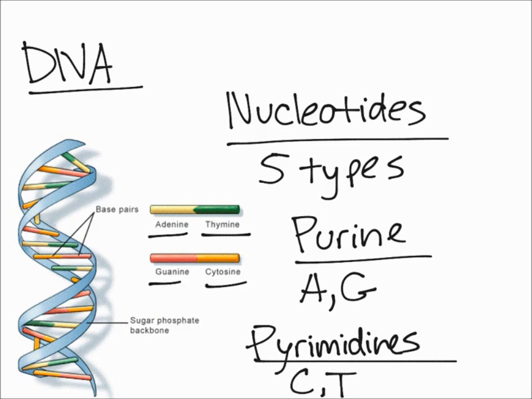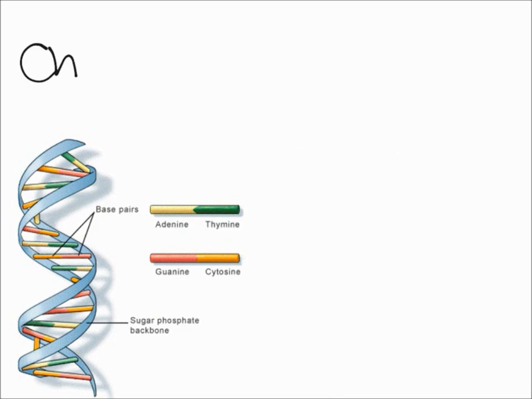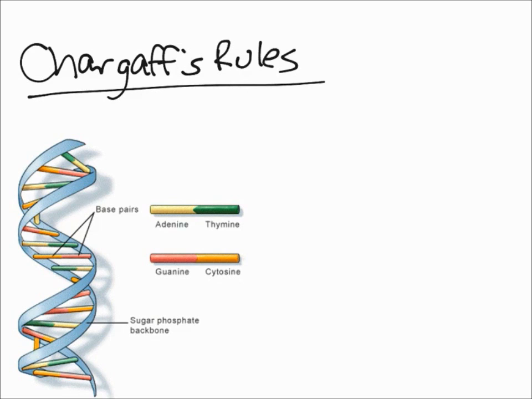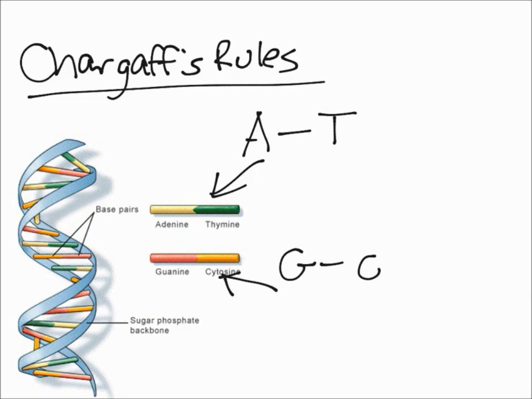And so there are rules about what can be paired with what. So purines are paired with pyrimidines. But not just any one. So this is called Chargaff's rules. So let me erase this. Chargaff's rules. And all that states is that essentially A pairs with T down here, adenine pairs with thymine, and guanine pairs with cytosine. So right there.